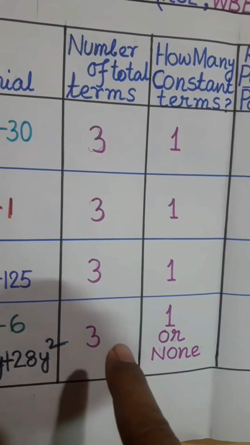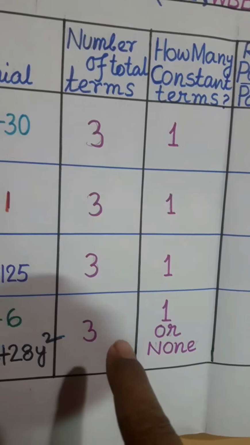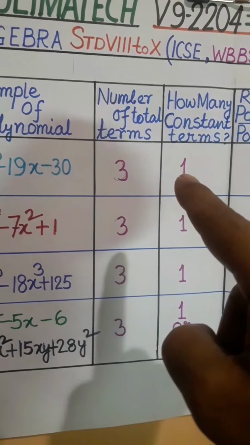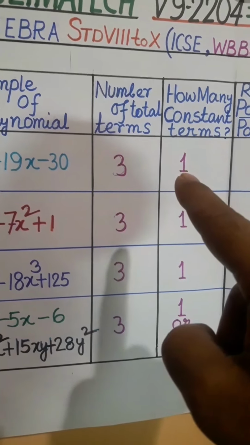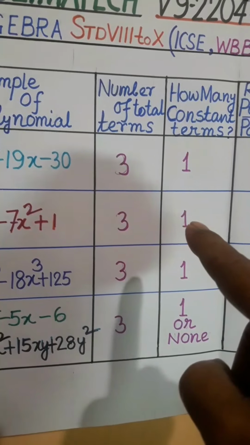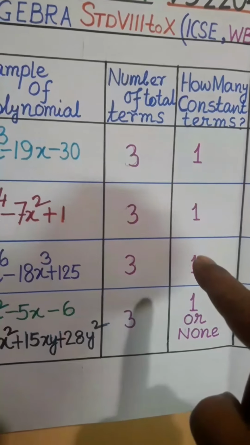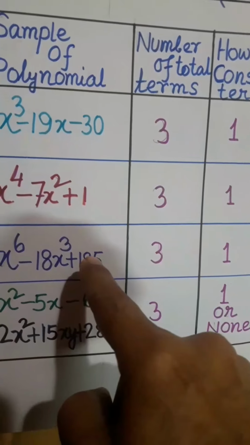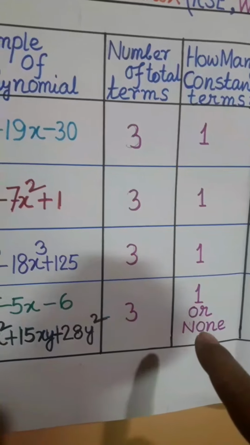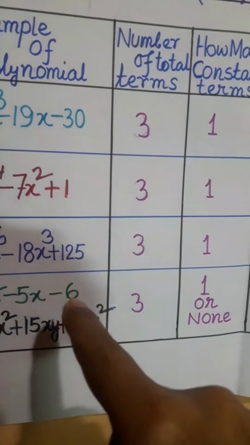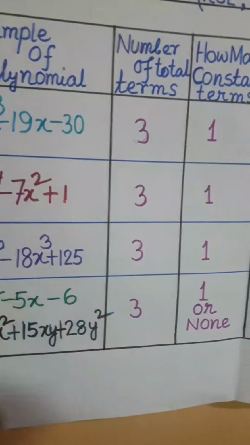Next we go to how many numerical constants there are in each polynomial. In the first one, there is one numerical constant, that is minus 30. In the second one, there is one numerical constant, that is +1. In the third polynomial, there is one numerical constant, that is +125. And in the fourth one also there is only one numerical constant, that is minus 6.